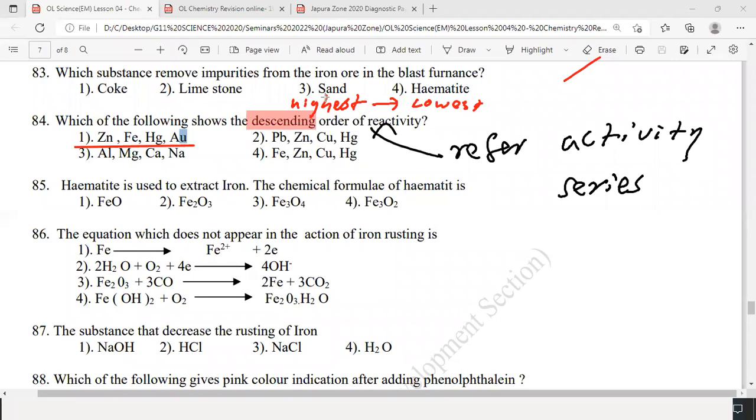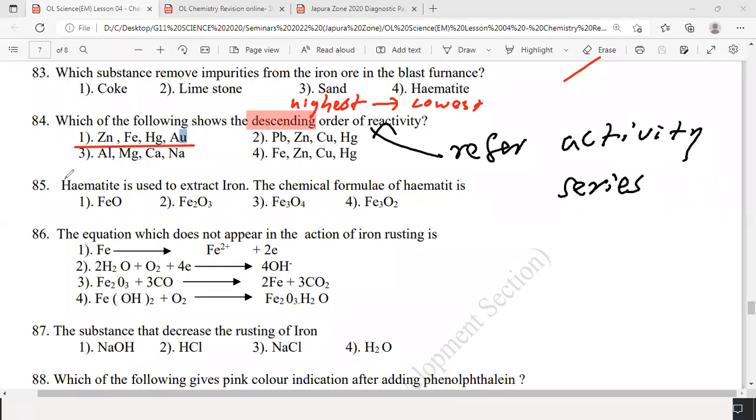Highest to least reactive. The third answer you can't take because sodium is last. The fourth answer you can't take, because zinc has come after iron. Zinc is above iron. Zinc is more reactive than iron. That's why we have to omit the fourth answer. Second answer, the problem again, zinc has come before, I mean lead. Lead is less reactive than zinc. That's why.